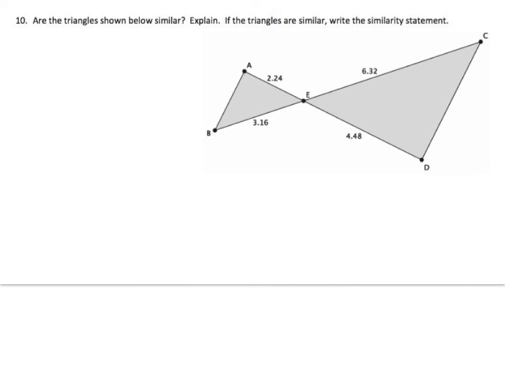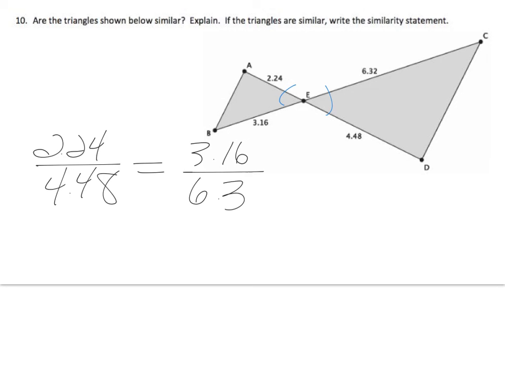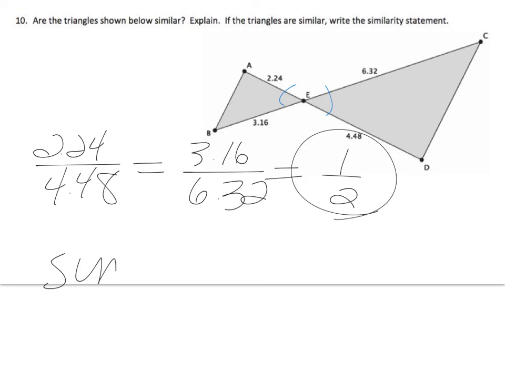Are the triangles shown below similar? Explain. Well, I see we have vertical angles, so that's sort of nice since they only gave us two sides. So let's check the sides. 2.24 over 4.48 looks like a 1/2. And then 3.16 over 6.32 also looks like a 1/2. So they're similar because of the side-angle-side similarity criterion. And that's it for today. Good job.